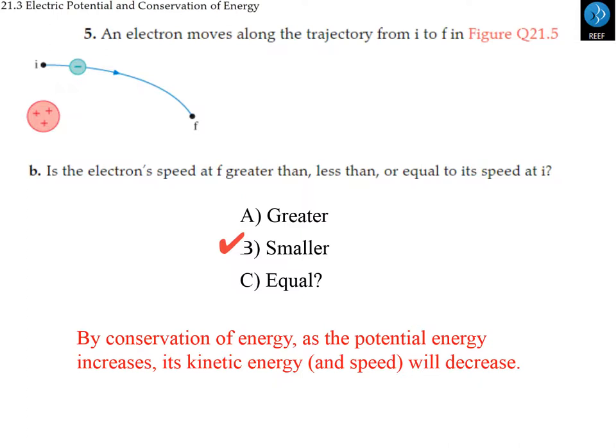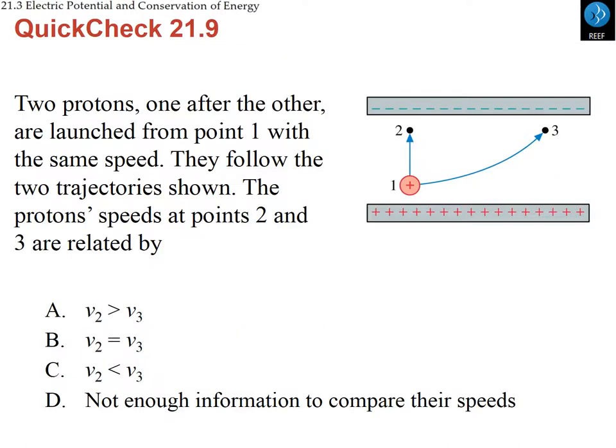Another question. We have two protons, one after the other, launched from point one with the same speed. They follow the trajectory shown. So in other words, in one case, it is shot this way, goes from one to two. And in another case, it is shot to the right, and it goes from one to three, following this path.